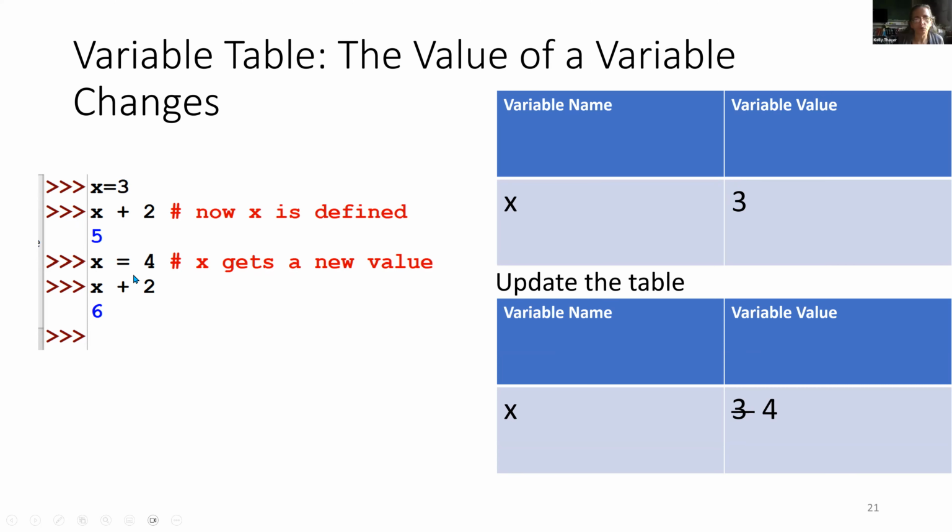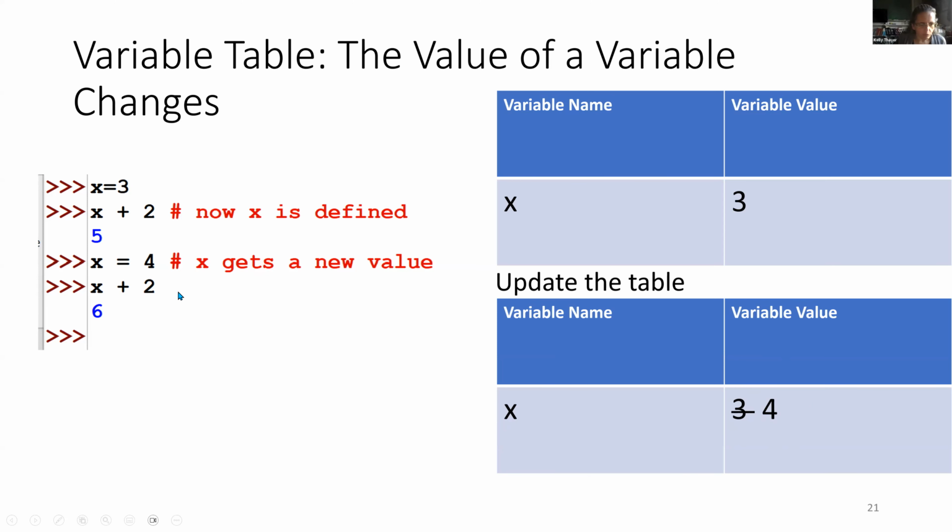Now suppose as you progress that x gets a new value. So we have x equals 4 now. It used to be 3. So now we are going to go to the variable table. It's not new, so we don't need to add it to the variable table because it's already here. But we check the value and we notice that the value is now updated. So we're going to cross off the 3 and replace it with the 4.